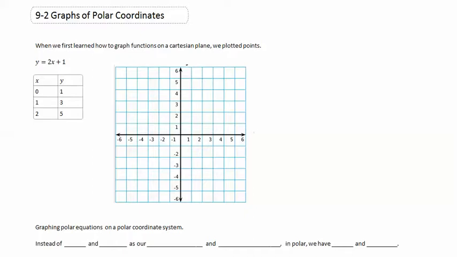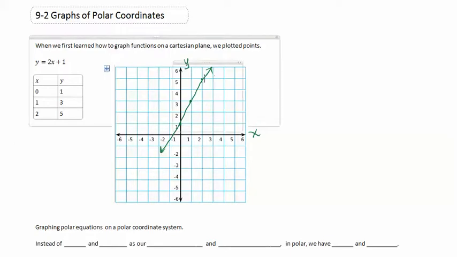So going, this is my x and this is my y, we would go 0 over on our x and 1 up on our y and put a point there. Then 1 over on our x and 3 up on our y, then 2 over and up 5. And we get this line like this. And it goes on and on. So just by graphing a couple points, we can come up with the shape of that graph. Now obviously if this was just a line, if it was something that was quadratic, we would assume it was going to create a parabola and etc.